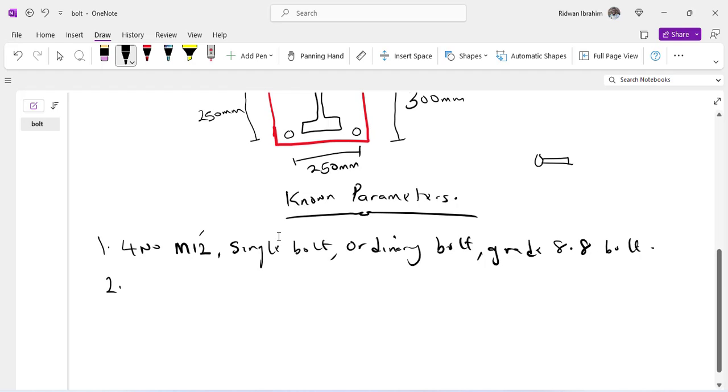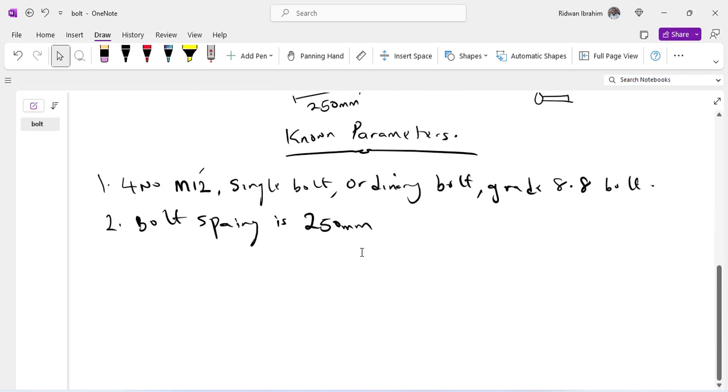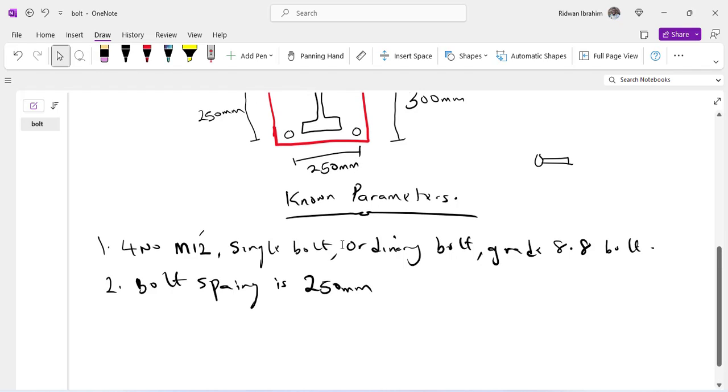So I can say that the bolt spacing is 250 mm as discussed. Okay, just as we discussed here. And then if the spacing is 250 mm, then that will make the edge distance to be 25 mm.